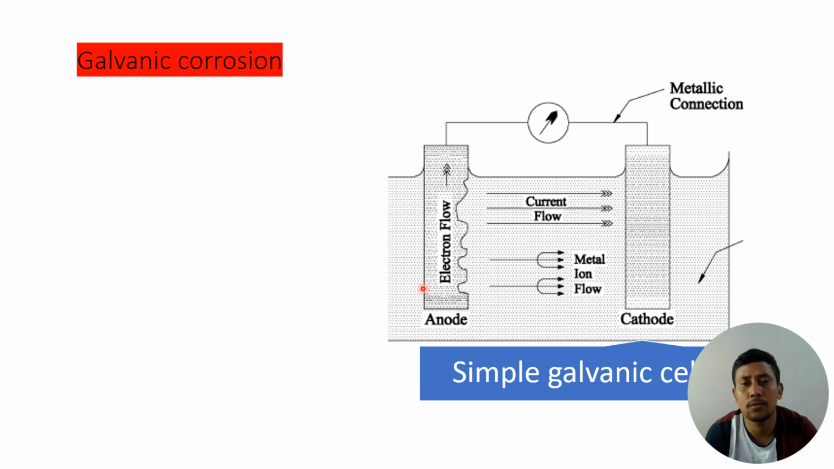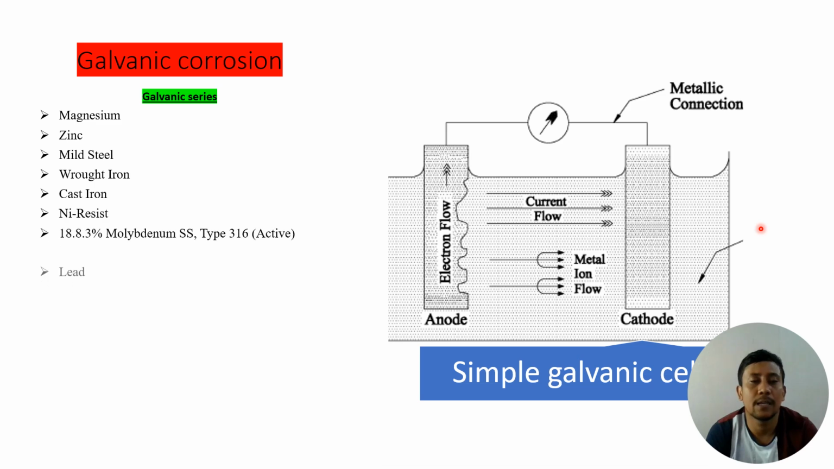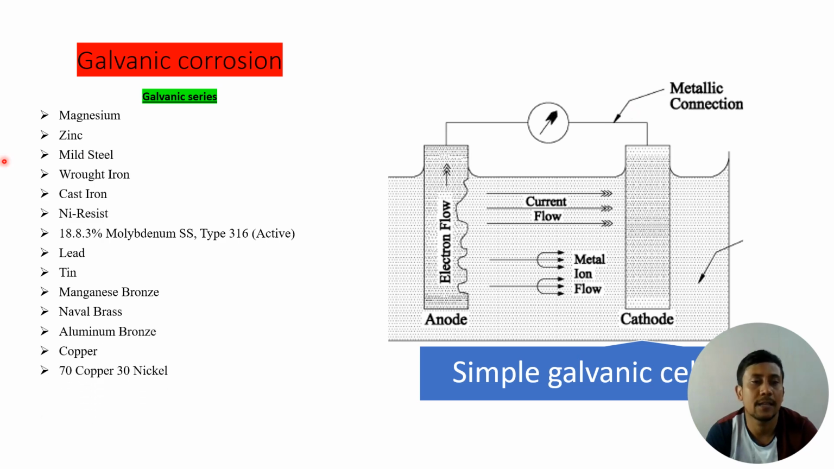So which one will be anode and which one will be cathode? It depends on the galvanic series. I have provided a galvanic series here. For example, you can see clearly magnesium, zinc, mild steel, wrought iron, cast iron, etc. If I put magnesium and zinc or magnesium and cast iron in an electrolyte, magnesium will become the anode because it is a more active metal in the galvanic series, and cast iron will become the cathode. Thus magnesium will sacrifice or corrode itself due to potential difference with the electrolyte, and thus save the cathode.